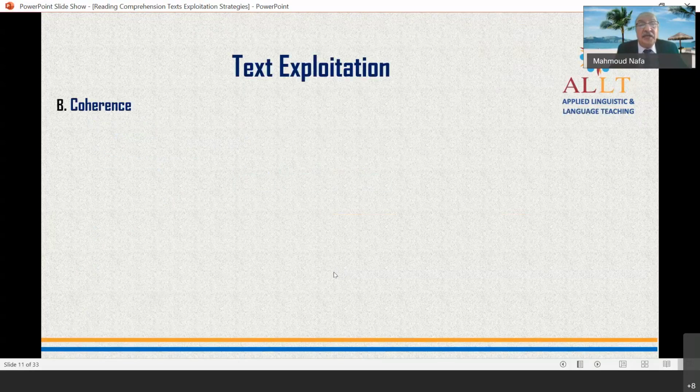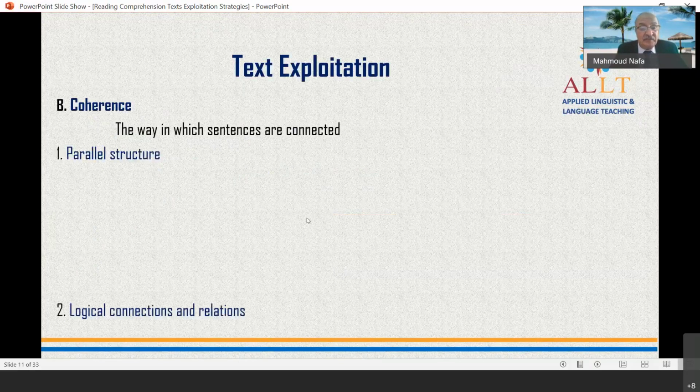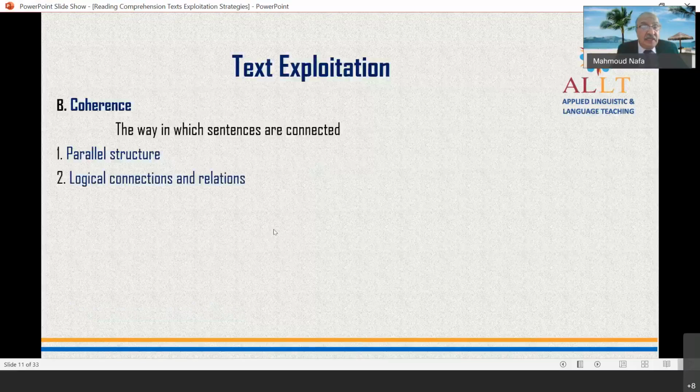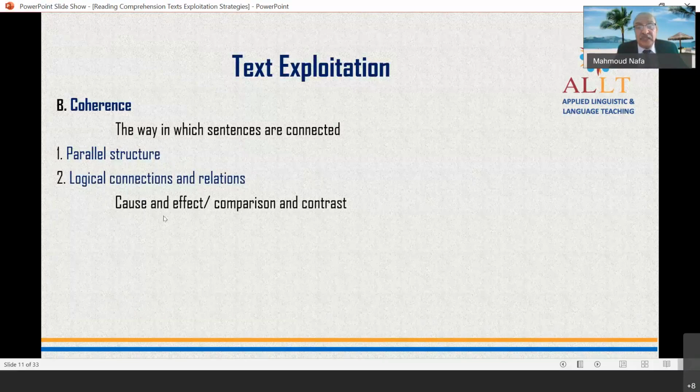Okay. Coherence. Is the text coherent? I mean, do the ideas flow logically and smoothly? Does the text have parallel structure? Does it have logical connections and relations? For example, does it use the cause and effect style? Does it use comparison and contrast? Does it use agreement or disagreement, etc.?